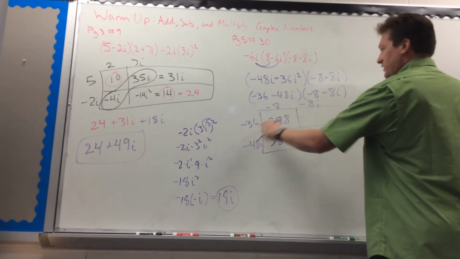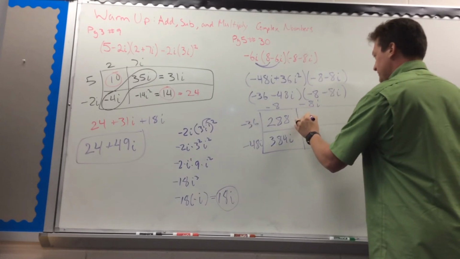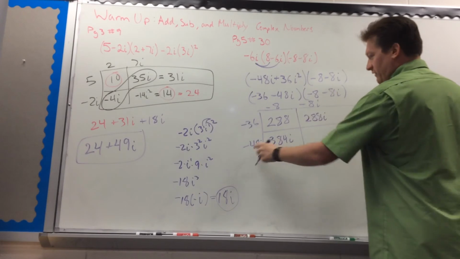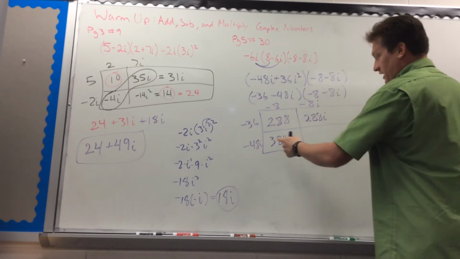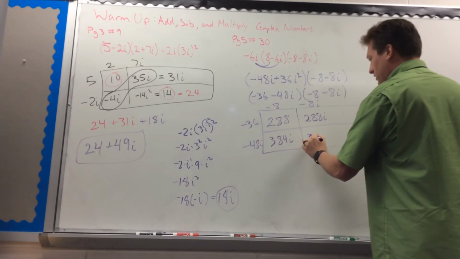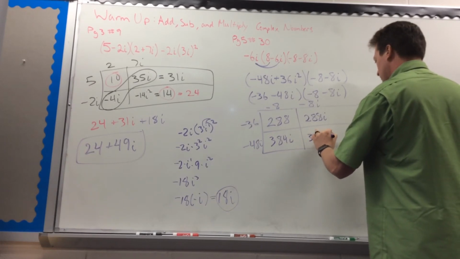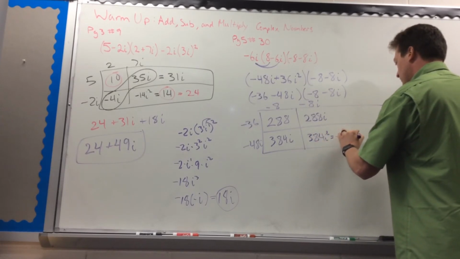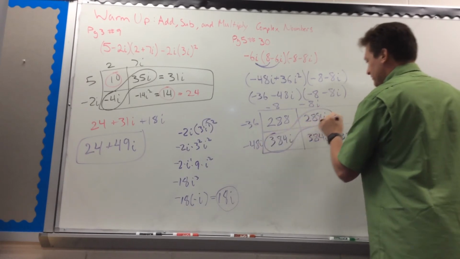36 times negative 8, that's going to give me 288i. And then I've got 48 times 8 again, so all those numbers again, it's going to stay the same. So I've got 384i squared, which makes it negative 384. So now I've got my like terms I need to combine together here.